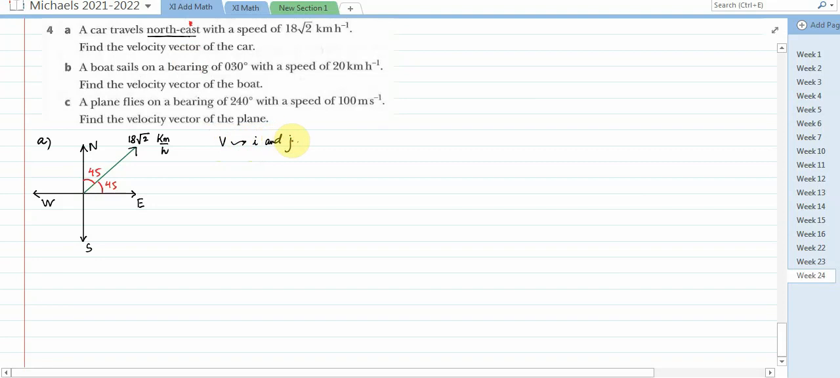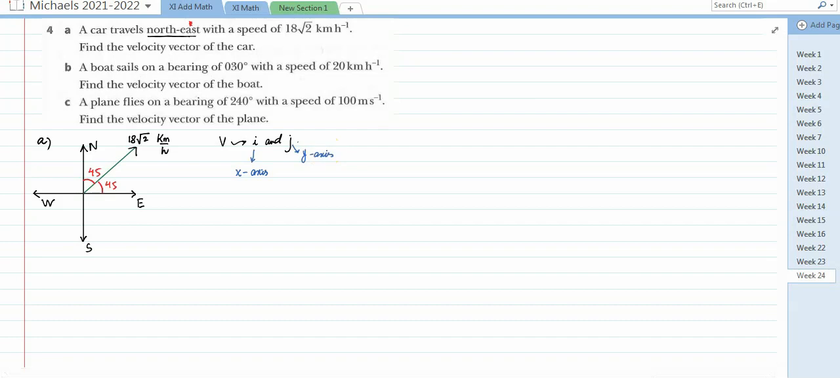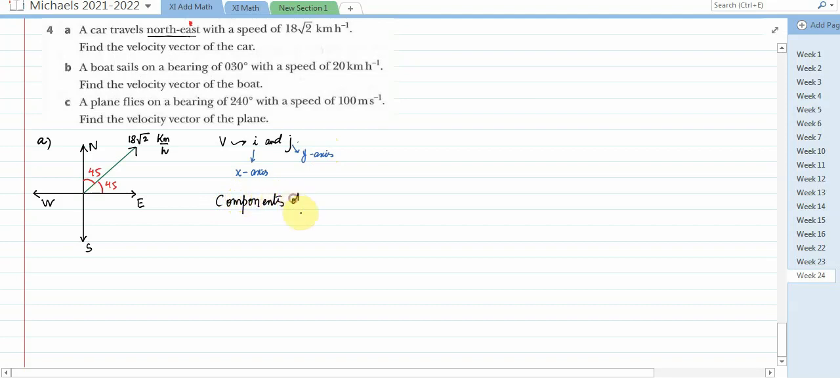So it's very simple. Basically, i is what? i is the position on the x-axis, right? And j is the position on the y-axis. That is why it's very simple. So you need to find out the components. These terms we refer to as components of velocity or components of any vector. And how do you find that?